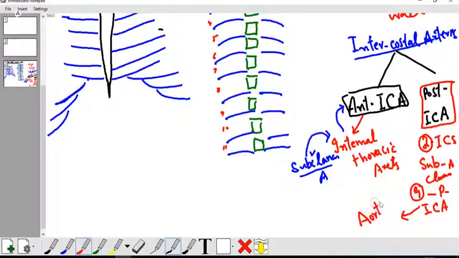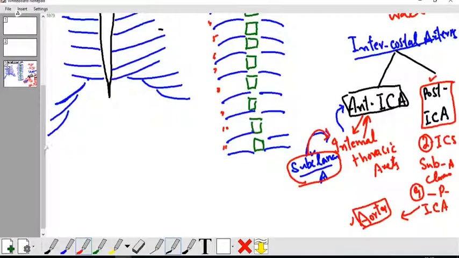It means the posterior chest wall is mainly supplied by the aorta, and the anterior chest wall is supplied by the subclavian artery. The subclavian artery gives the internal thoracic artery, which gives the anterior intercostal arteries. The posterior chest wall is supplied by the posterior intercostal arteries, 11 in number.